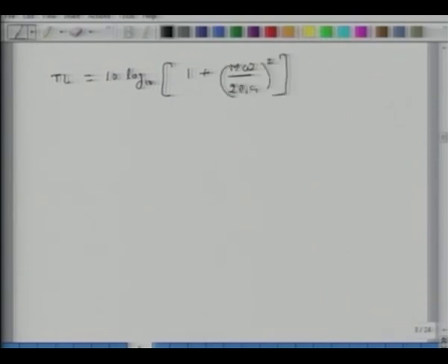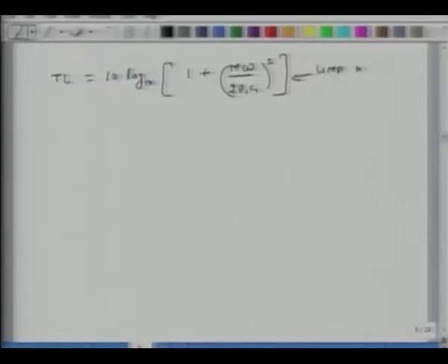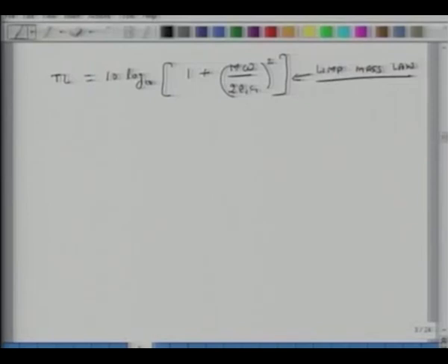This relation, a lot of people call it limp mass relation or law. It's called limp mass law, and why it is called limp is because you are not assuming any stiffness. Suppose you have sound and there's a thin wall in between. You have room 1, a big room, then you have a thin wall, and then you have another big room. What you are not factoring in is the stiffness of the wall. So that's why it's called limp mass law.